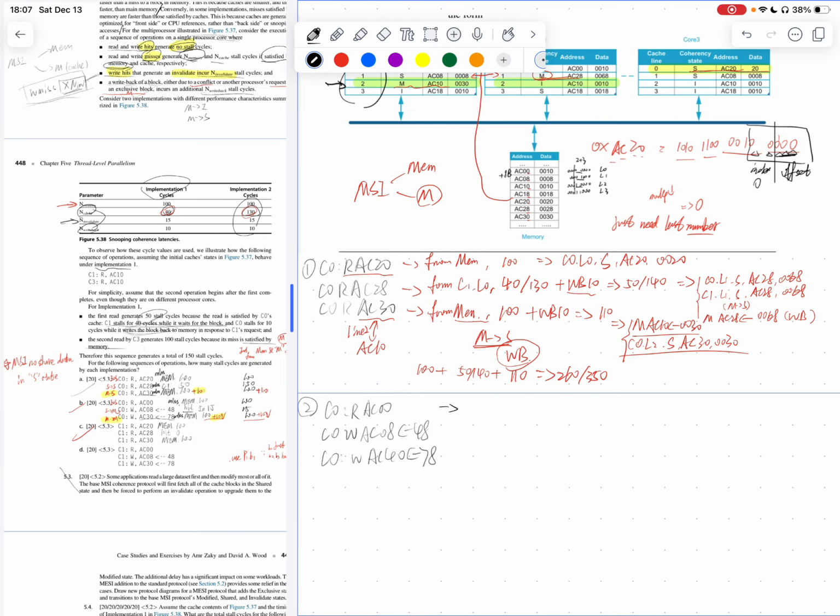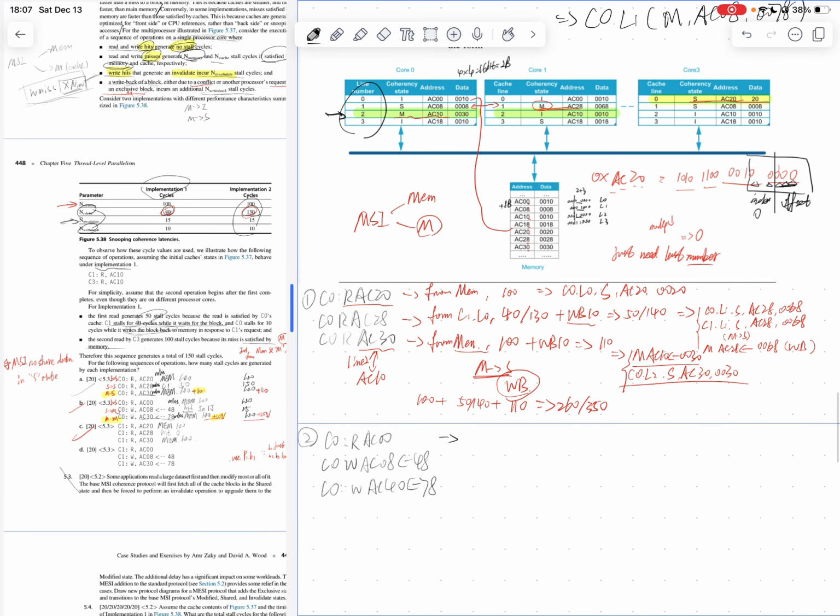So let's see. Do we have AC00? No. So do any others have it? Also no, right? So we have to get it from memory. Getting it from memory takes us 100, and the result is C0 line 0 with the shared state with AC00. The data is 0010, the same as the memory.